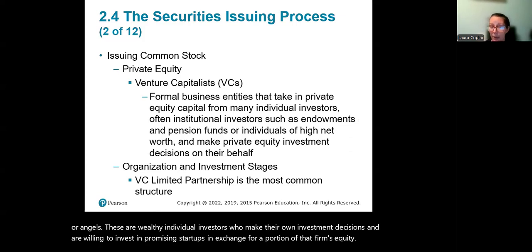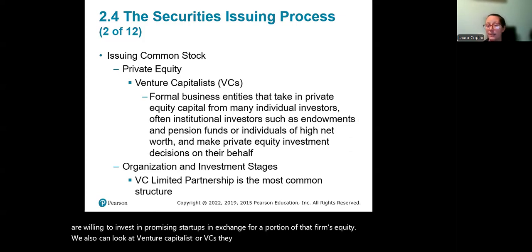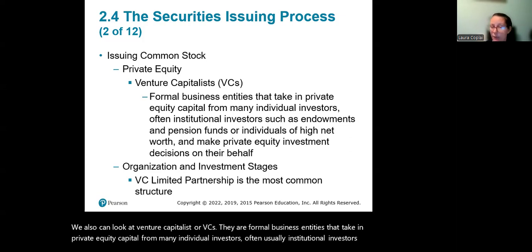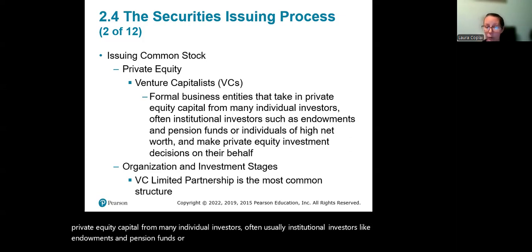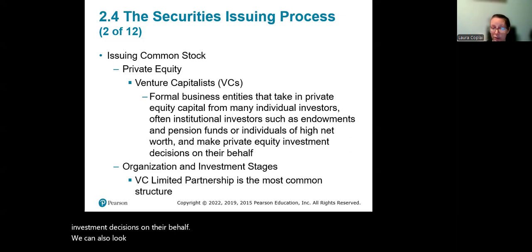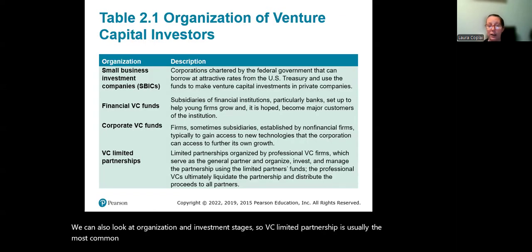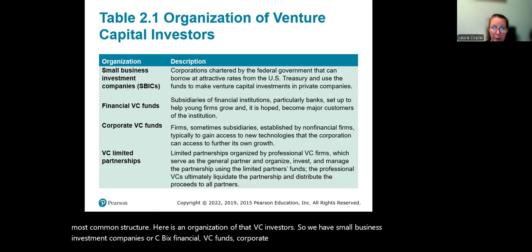We can also look at venture capitalists, or VCs. They are formal business entities that take in private equity capital from many investors, usually institutional investors like endowments and pension funds, or individuals of high net worth, and make private equity investment decisions on their behalf. We can also look at organization and investment stages. The VC limited partnership is usually the most common structure. Here is an organization of those VC investors: small business investment companies, or SBICs, financial VC funds, corporate VC funds, and VC limited partnerships.